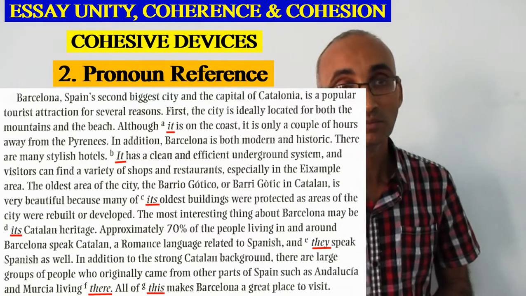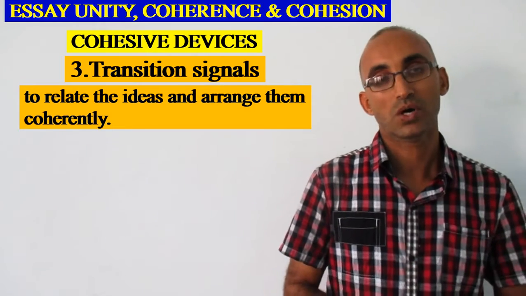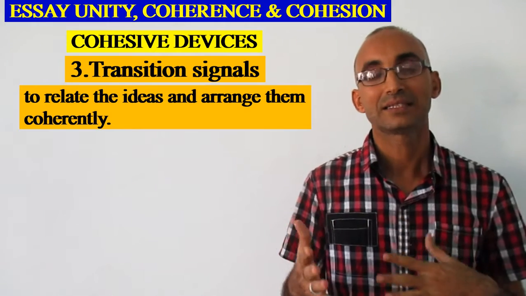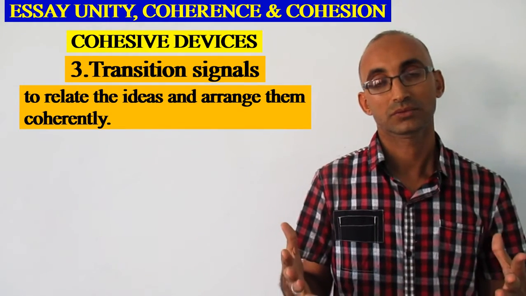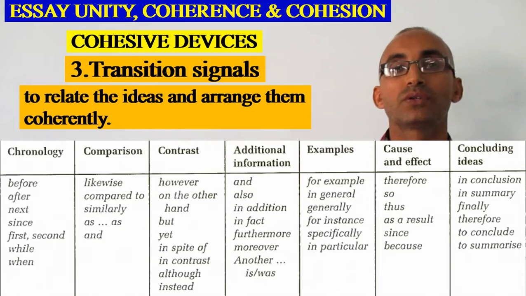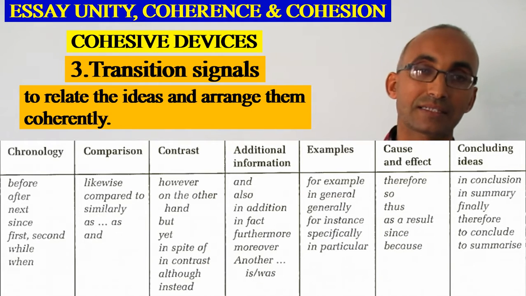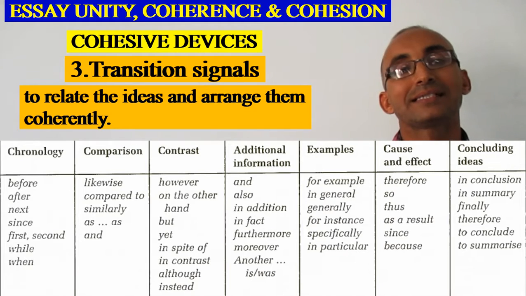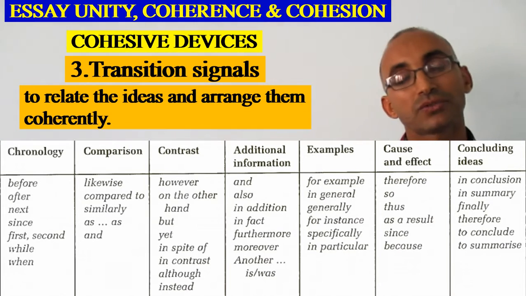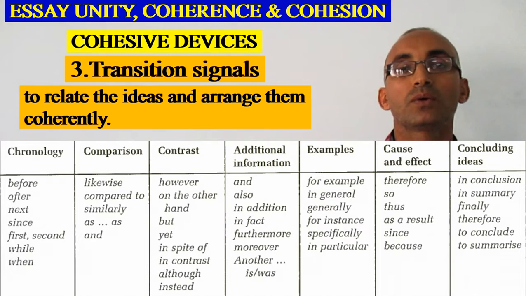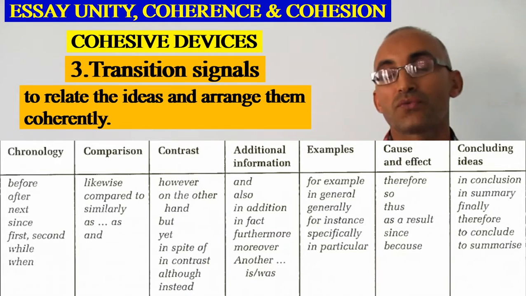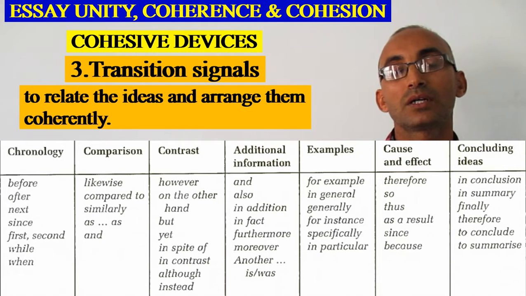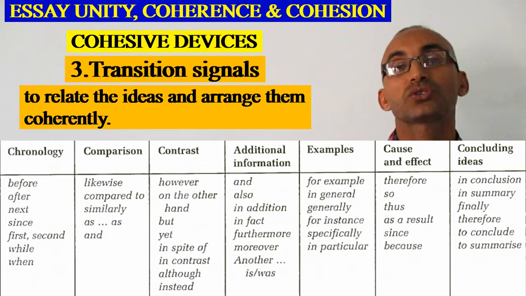Third device is transition signals, or transitions. So these are responsible for what? Arranging the ideas in a logical order. You know them. We have those of ordering: first, second, third, after that. And this table, of course, also helps you recognize the most essential transitions, the ones for addition, for concession, for cause and effect, contrast, and so on.